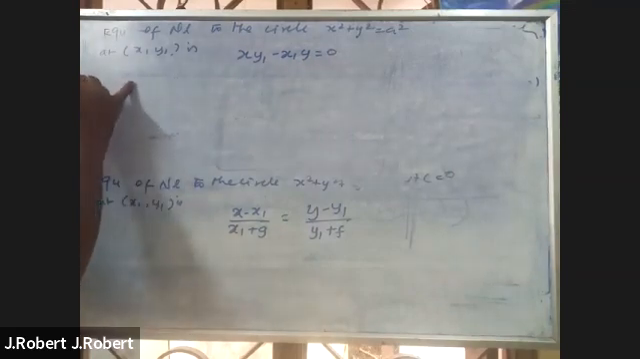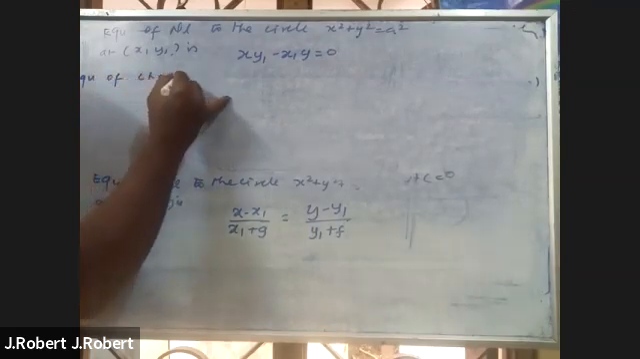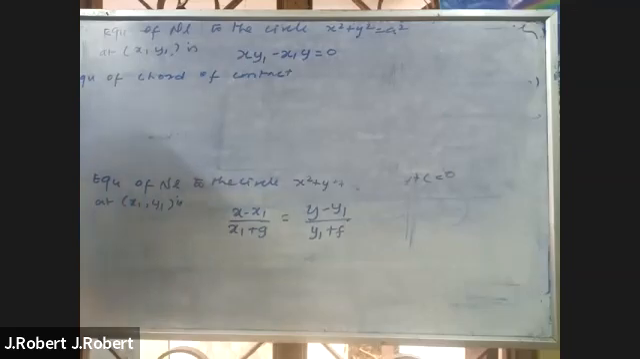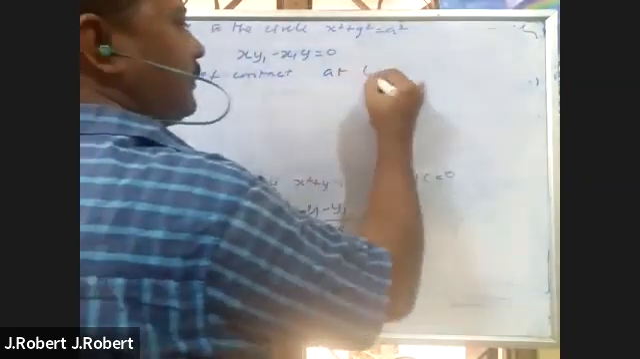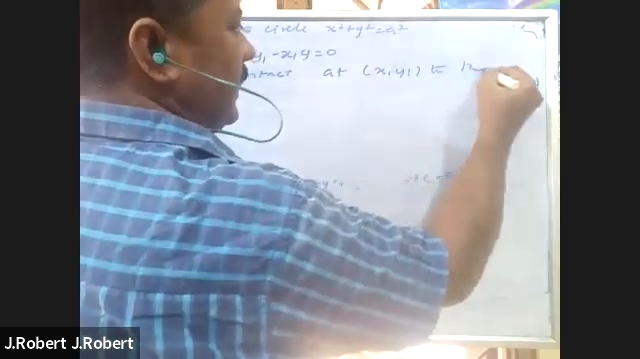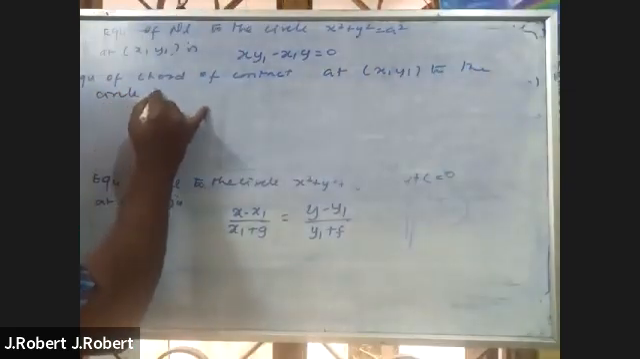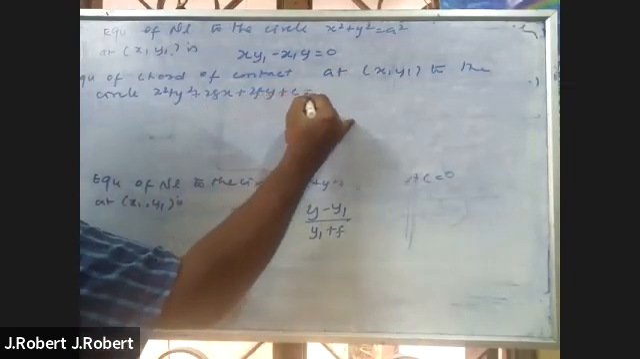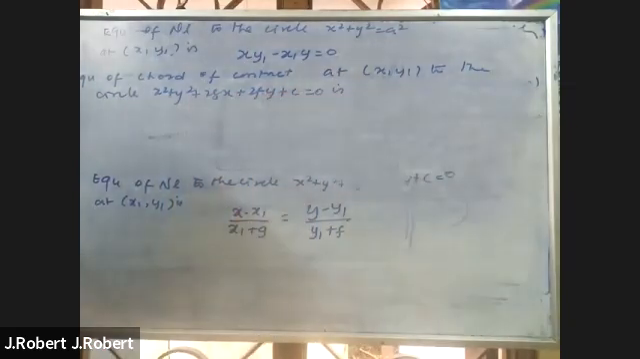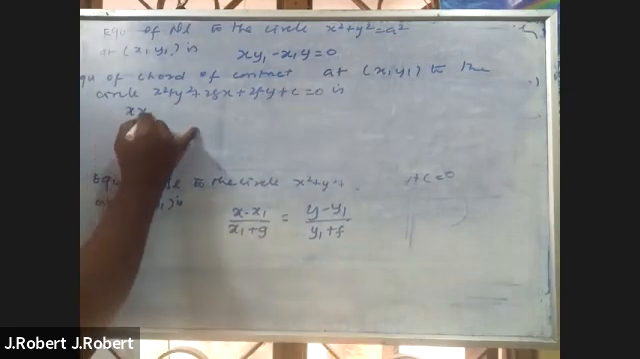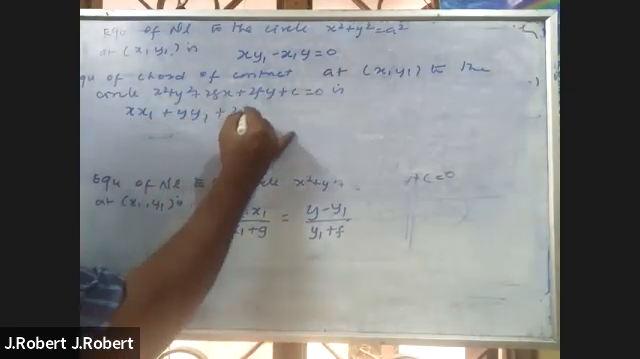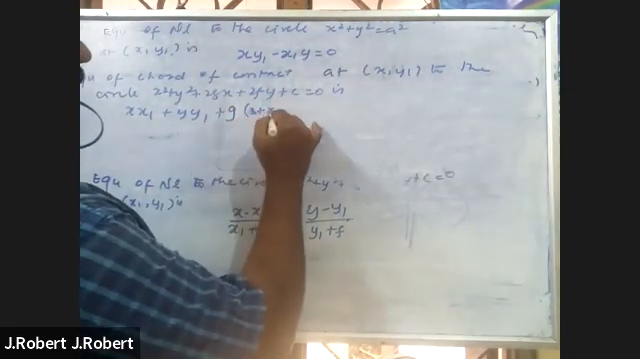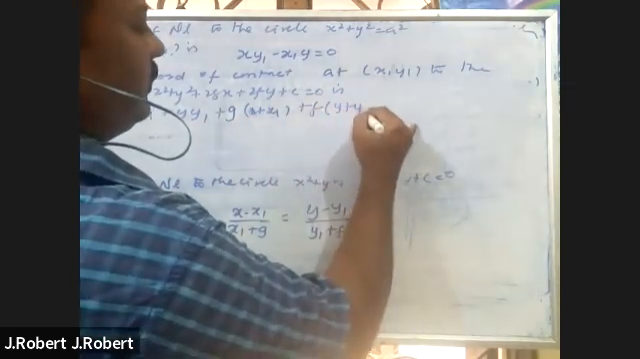Next, equation of chord of contact. Equation of chord of contact at x1 comma y1 to the circle x square plus y square plus 2gx plus 2fy plus c equal to 0 is xx1 plus yy1 plus 2 into g into x plus x1 plus f into y plus y1 plus c equal to 0.